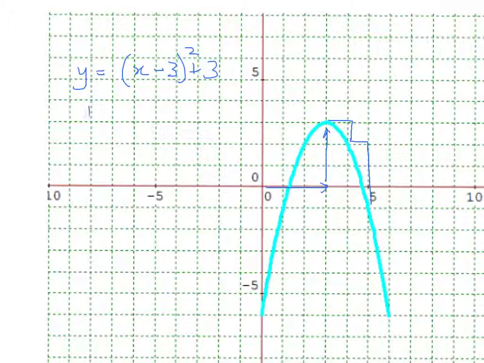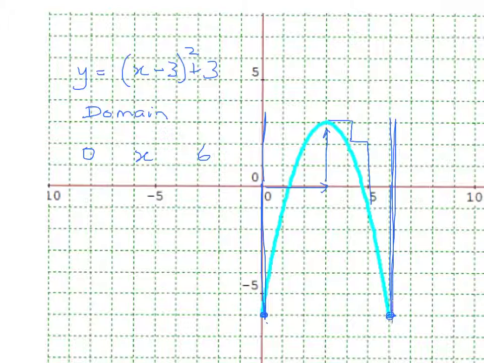The domain is where my x starts here and it goes to here. So that's x equals from 0 to 6. My x values are from here to here. They go between those lines. So x is greater than or equal to 0. It's less than or equal to 6.